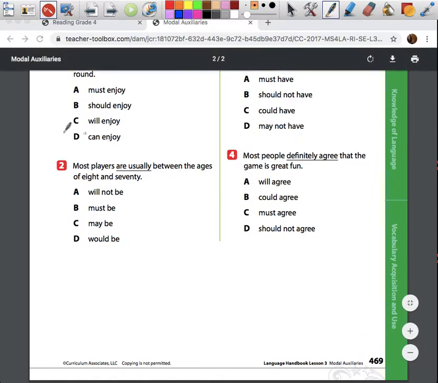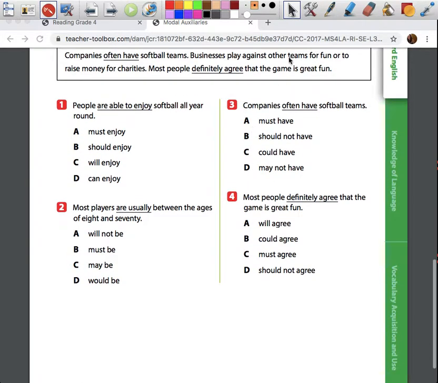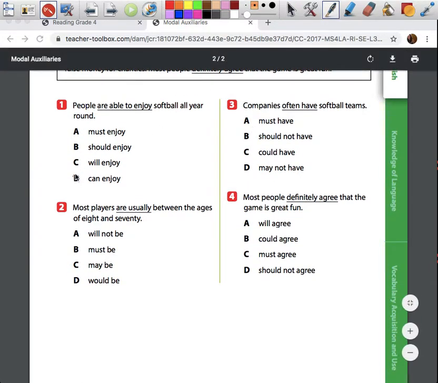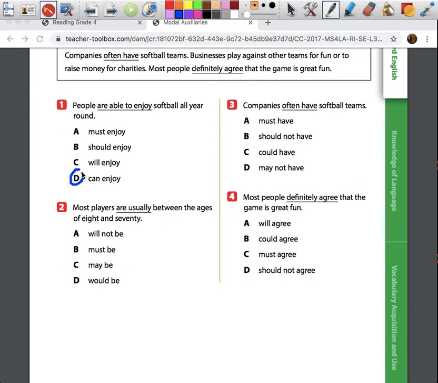So, I'm going to go through and mark these. We said that number 1, people can enjoy softball all year round. Number 2, most players may be between the ages of 8 and 70. Number 3, companies could have softball teams. And number 4, most people will agree, that means they don't have to, that the game is great fun.